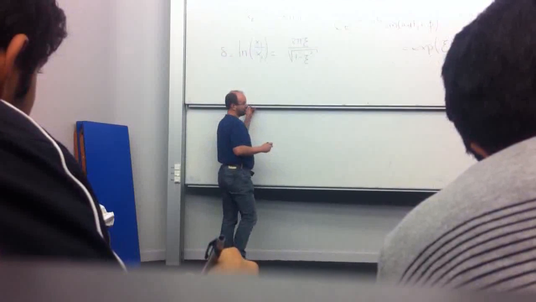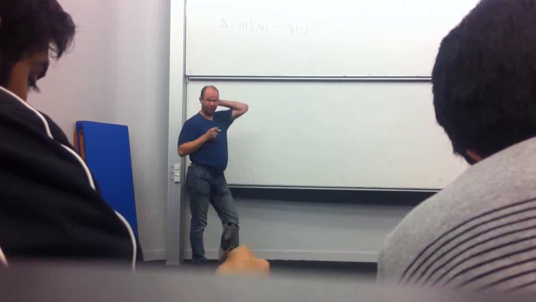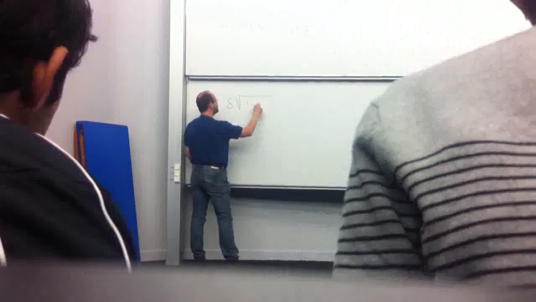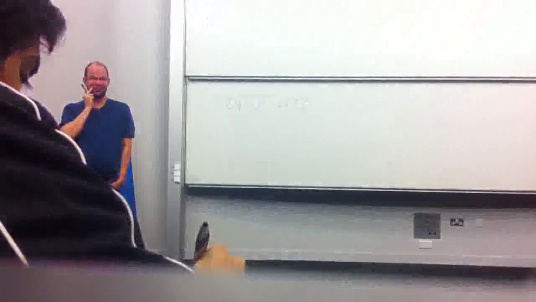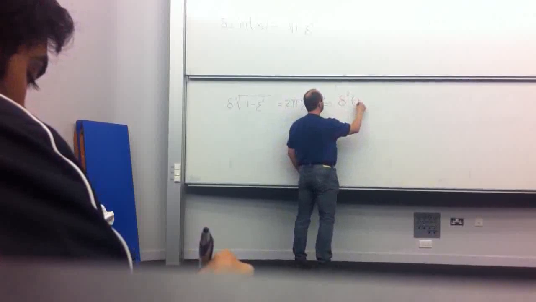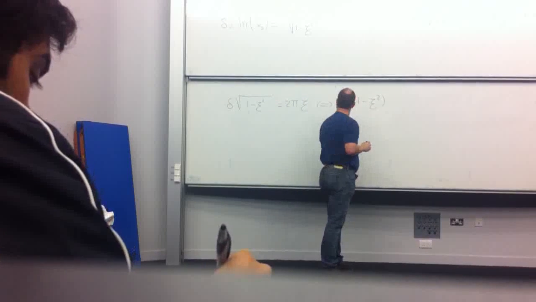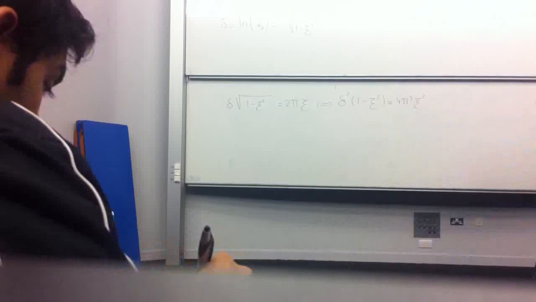And now, what I'm going to try and do is solve for theta. First step, I don't like denominators, so I get rid of the denominator on the right hand side. So I multiply everything by the square root of 1 minus theta squared. So I have delta times the square root of 1 minus theta squared is equal to 2 times pi times theta. Second step, I don't like square roots, so I square everything. So if I square everything, I get delta squared times 1 minus theta squared is 4 times pi squared times theta squared.